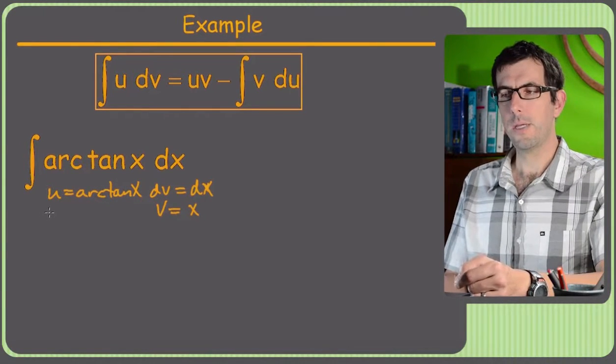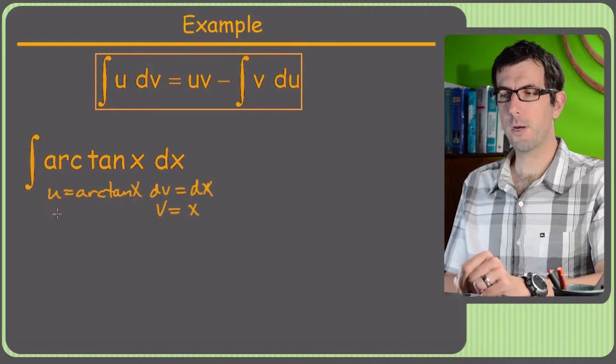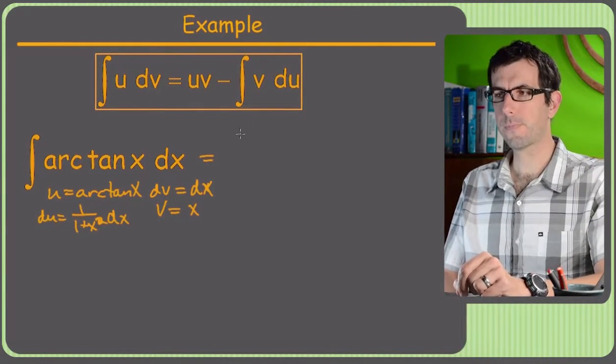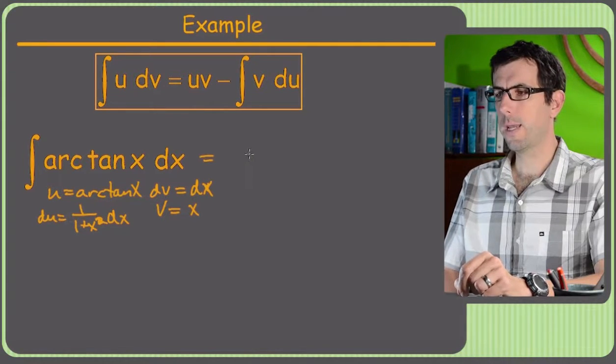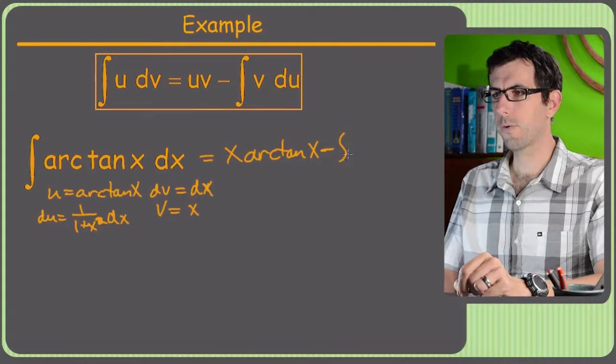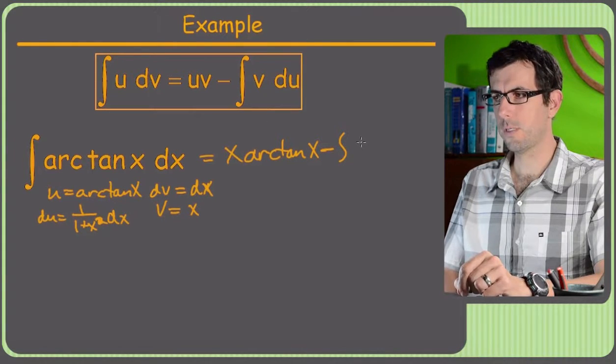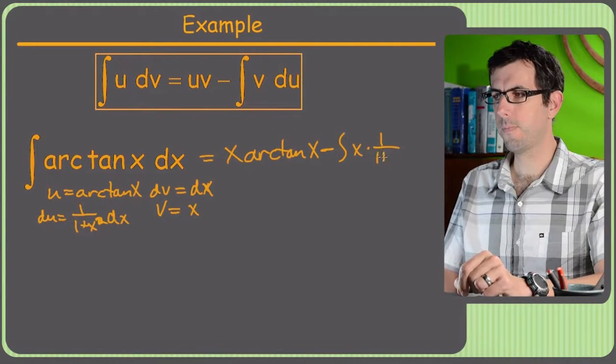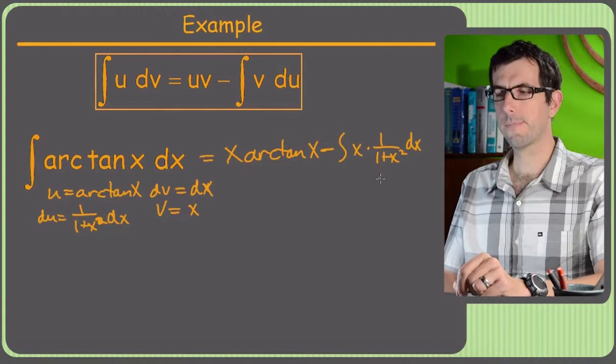And then arctangent is something that we know how to take the derivative of. It's kind of a funky formula. Using the chain rule, it'd be u prime over 1 plus u squared. But since we just have an x here, our du is going to equal 1 over 1 plus x squared dx. All right, so at this point, we can plug and chug. u is arctan x, times v, which is just x, minus the integral of v, which is x, times du, which is 1 over 1 plus x squared dx.